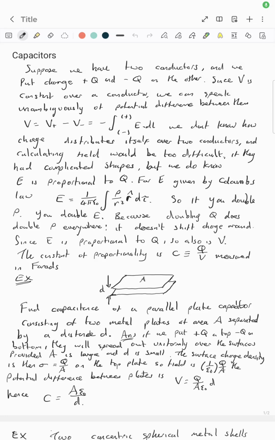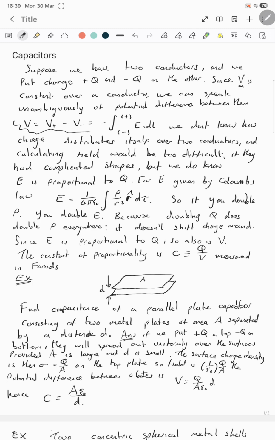Capacitors. Suppose we have two conductors and we put charges plus Q and minus Q on the two sides. Since our potential is constant over a conductor, we can speak unambiguously of the potential difference between them as such.